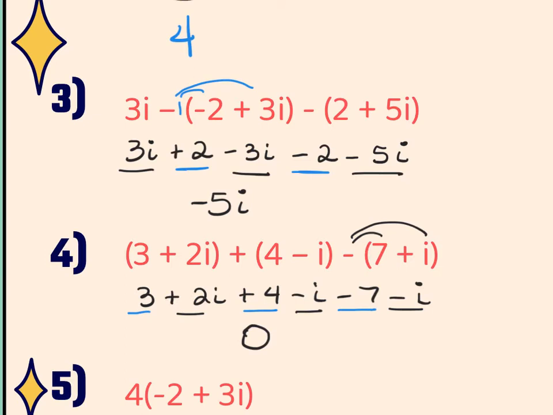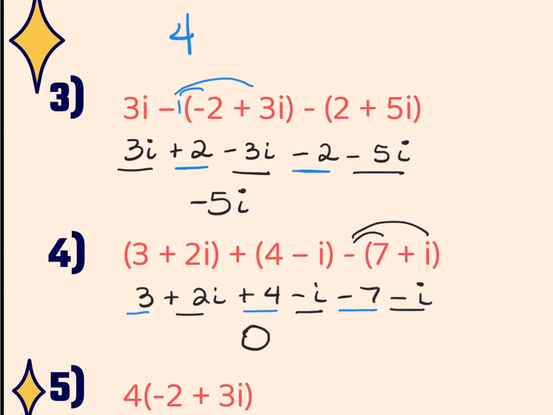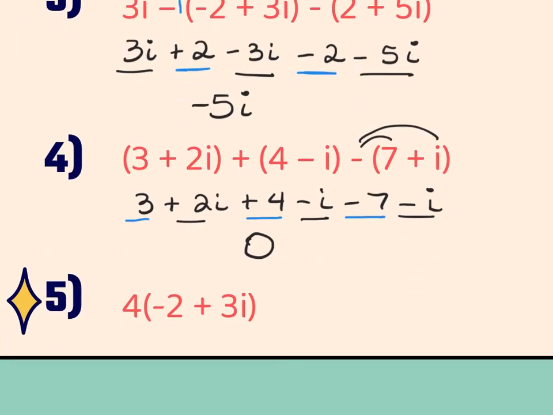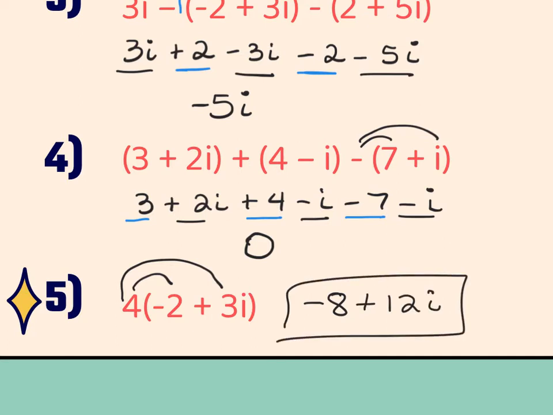Next one is a multiplication. All I'm doing is distributive property. So I'm going to distribute the 4 to the -2. That gives me -8. Distribute the 4 to the +3i, and I get 12i. And I'm done. I don't want to try to factor a GCF out, because again, if it says simplify or multiply or add, I don't want to put parentheses back in it. So I'm leaving it like that.